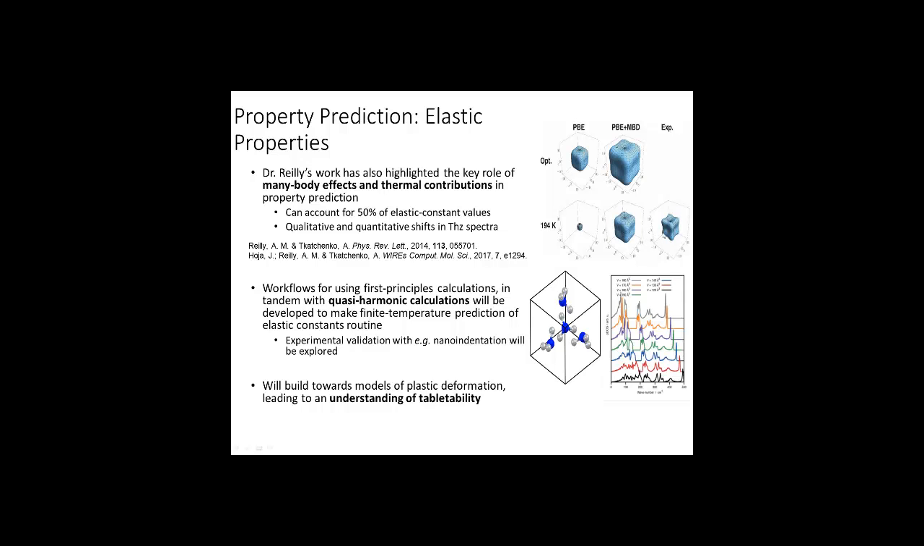elastic properties. So we're developing workflows for using first principles calculations in tandem with quasi-harmonic calculations to make finite temperature prediction of elastic constants and to make that routine. So to try and speed up the workflow and where we can pare back the computational complexity. And again, we need to speak with you guys. So we need experimental validation. We need to use things like nanoindentation to actually make sense of the results that we get.